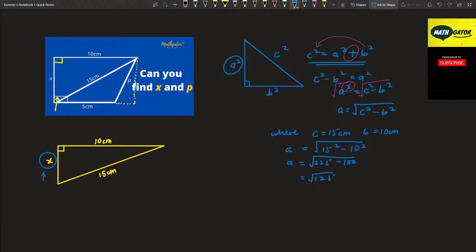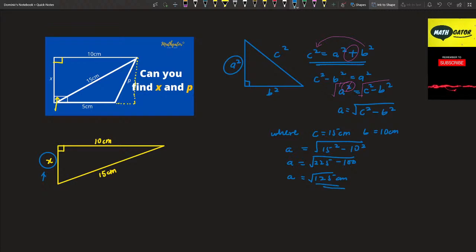And then can we have the square root of 125? Is 125 a perfect square? I'm waiting. Is 125 a perfect square? What do I mean by a perfect square? Can we have two numbers that when we multiply, it will give us 125? Okay, so it means that we'll just leave it as root of what?